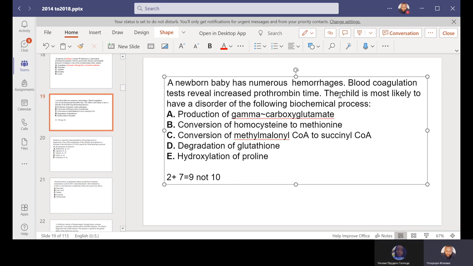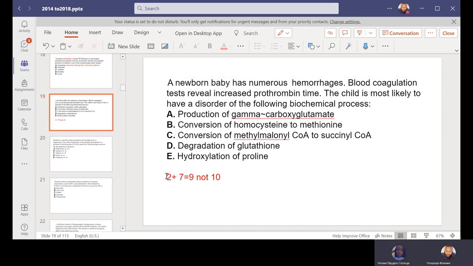What you need to know is that this condition is caused by deficiency of vitamin K, number one. Number two, you need to know the clotting factors which are vitamin K dependent. The mnemonic is here: 2 + 7 is equal to 9, not 10. So factor 2, factor 7, factor 9, and factor 10 are the ones which need vitamin K. Can you see what I wrote on the screen?